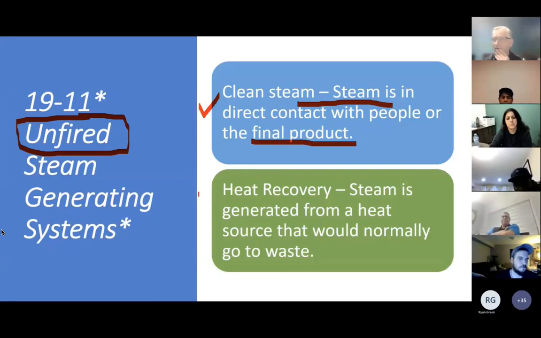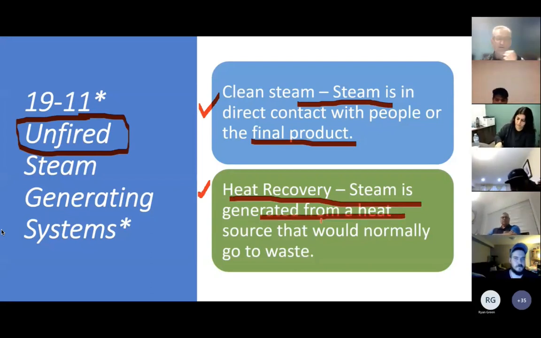So another unfired system is called heat recovery or HRSG, and we'll talk about what that means. Steam generated from a heat source that's excess. So when different plants talk about having a cogen installed, this became popular. It was starting to become popular 20-some years ago, 25 years ago, became very popular in the last 10 years.